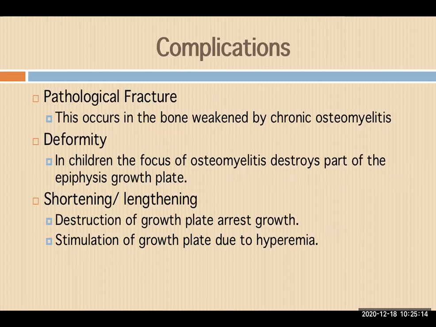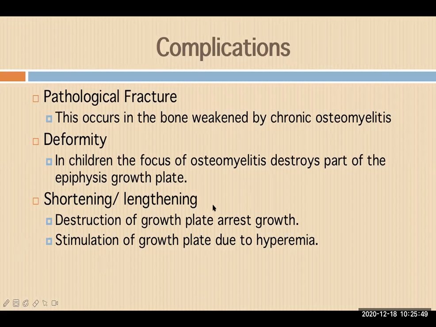Finally, there are different types of complications. Just go through it. It is easy for you to understand. Pathological fracture, because the bone is weakened by chronic osteomyelitis or formation of the bone cavity. Deformity may occur because of the destruction of the epiphyseal growth plate in case of a child. The growth plate is destroyed, so there will be no growth of the bone. Even if the growth occurs, it may be a bit deformed.